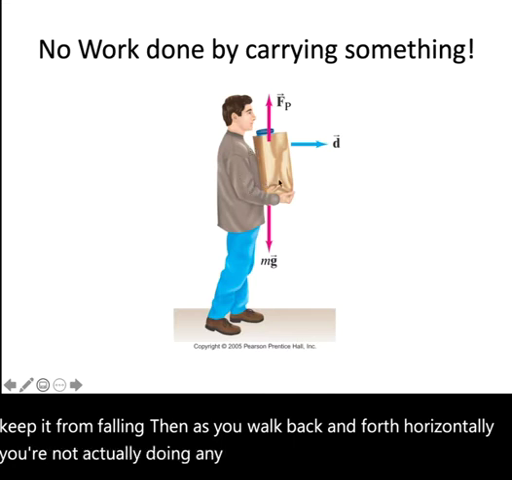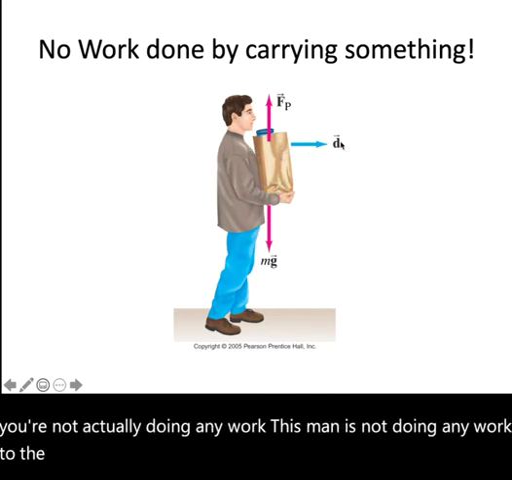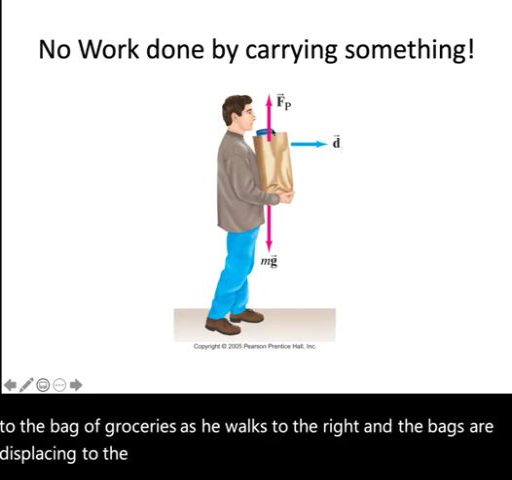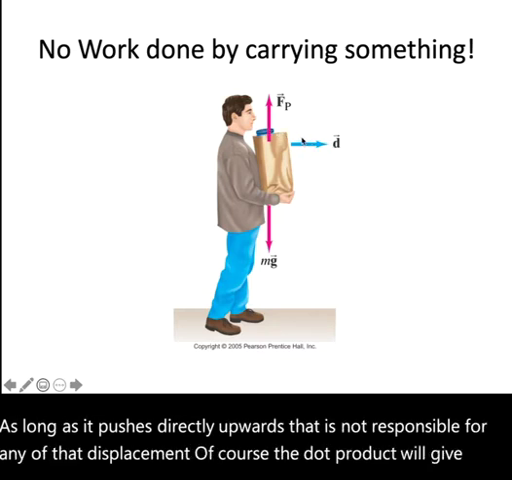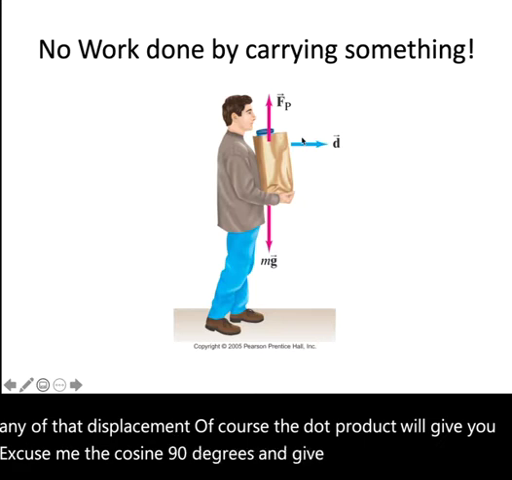This man is not doing any work to the bag of groceries. As he walks to the right, and the bags are displacing to the right, as long as this pushes directly upwards, that is not responsible for any of that displacement. Of course, the dot product will give you the cosine of 90 degrees and give you a 0 there.